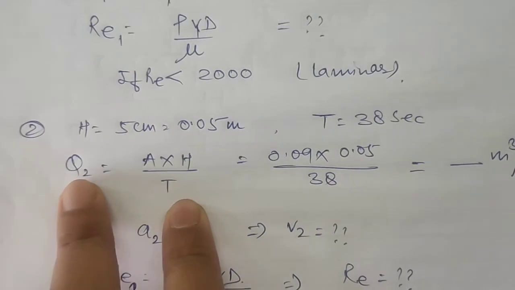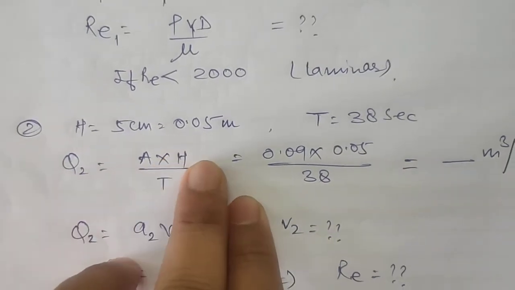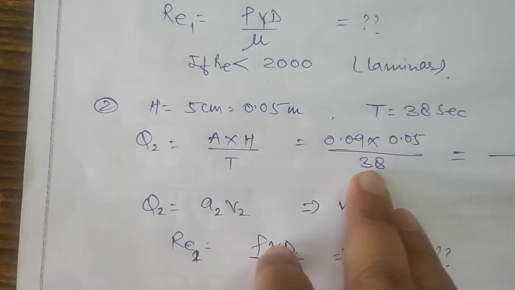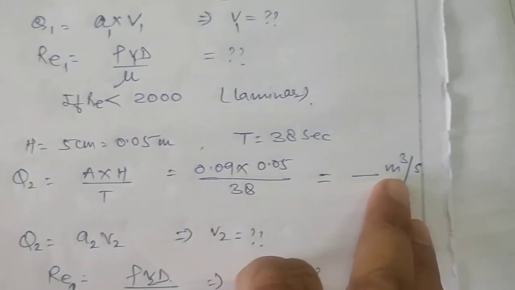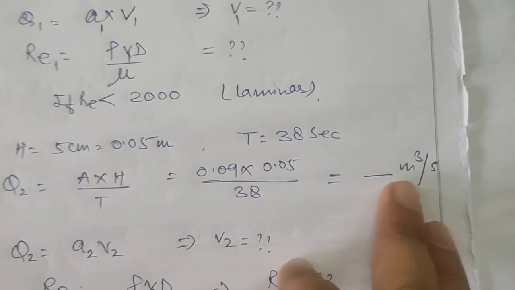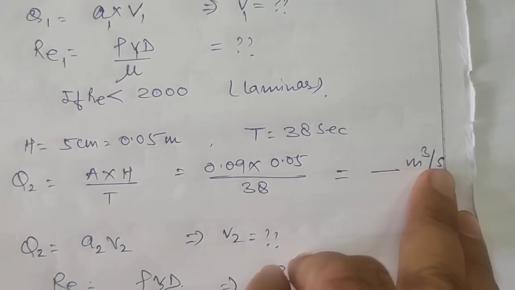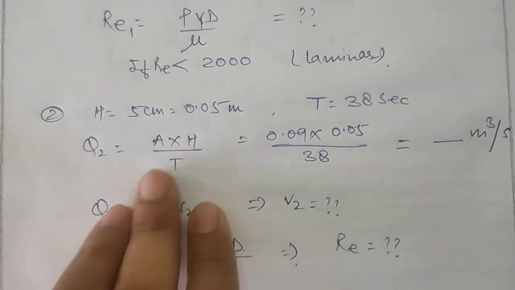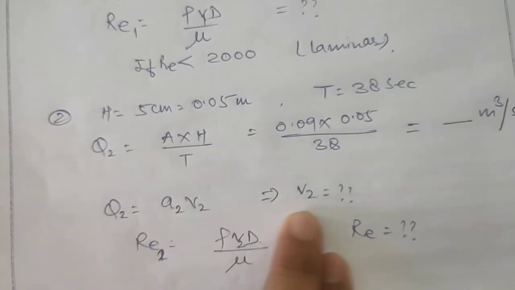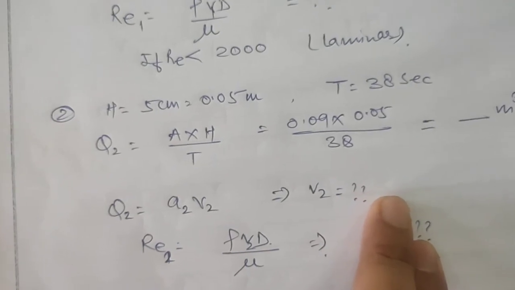Then we can calculate similarly discharge Q2 equals to A into H divided by time. Area is same, height is different, and time is 38 seconds for this calculation. And we can calculate the actual discharge for this reading. Unit will be meter cube per second. And with the help of discharge Q equals to A2 V2, we can calculate the velocity for this flow.